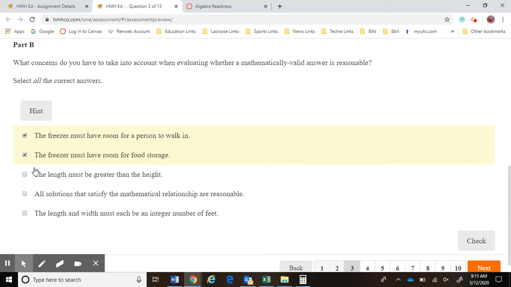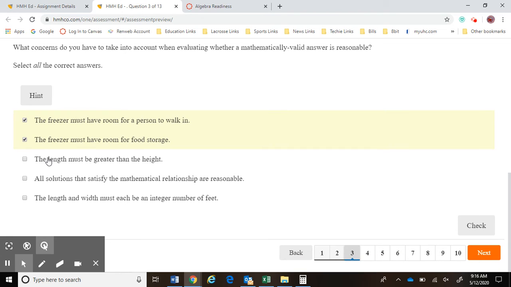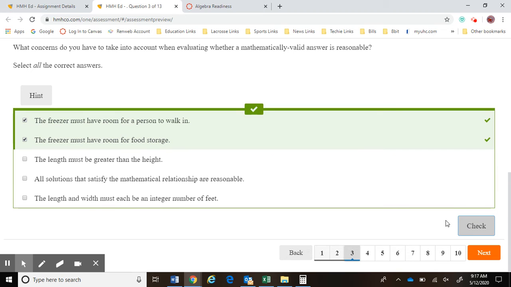Would the length need to be greater than the height? I guess not necessarily. All the solutions satisfy the mathematical relation. No, they aren't, because you could have some really weird dimensions and a person wouldn't be able to fit in there. And the length and width must each be an integer. No, you don't necessarily have to have integers. You could have decimal numbers. So I'm thinking those are the only two. Yep, made sense. Okay. All right, let me wipe my screen and we'll move on.